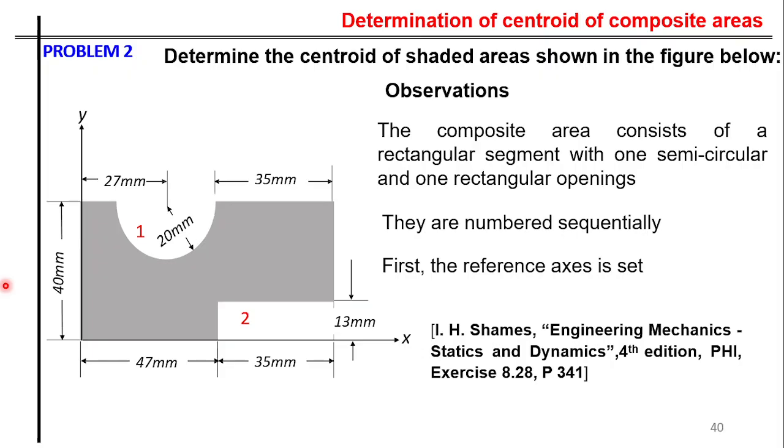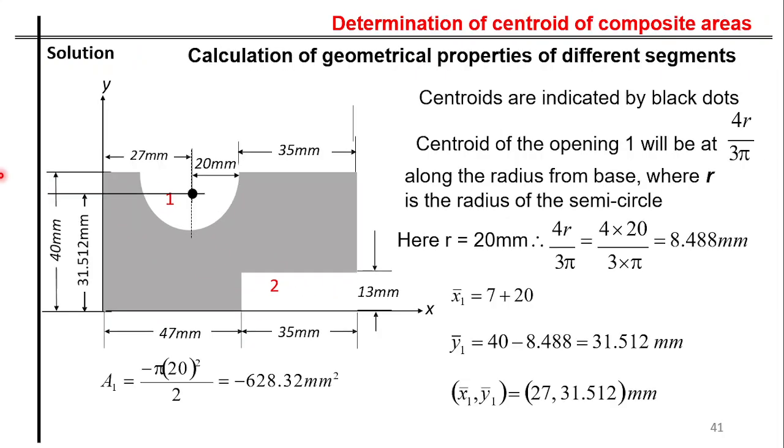Okay. So what we will be working on is, from my observation I can say that there is a big rectangle, and from that big rectangle one semicircular portion and one small rectangular portion are being removed. So this is what we are doing. First, the small semicircle which is being removed.